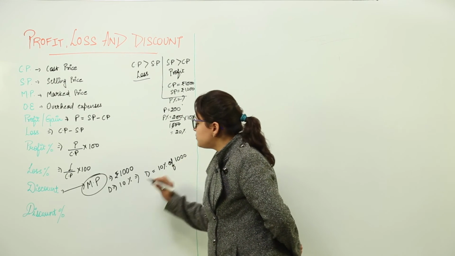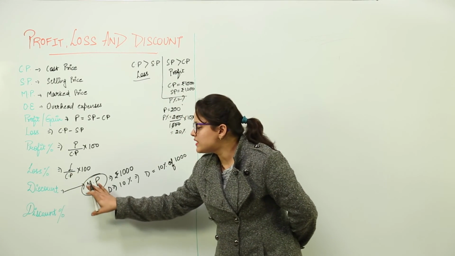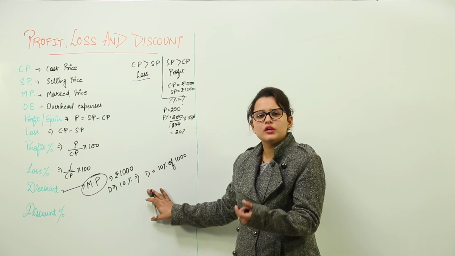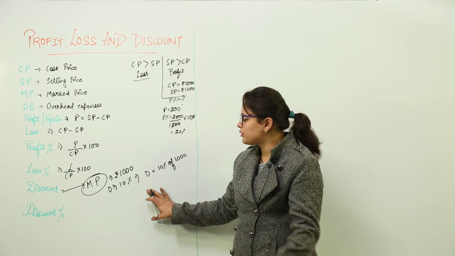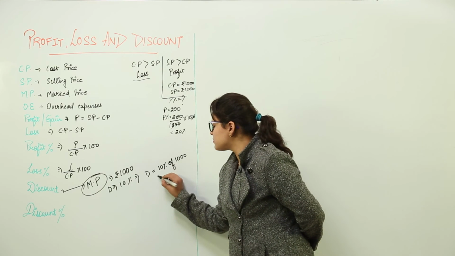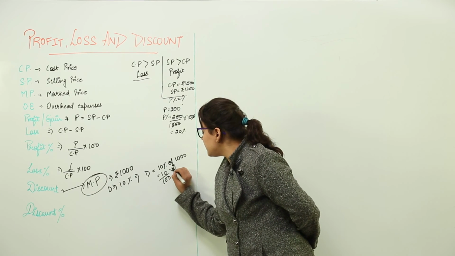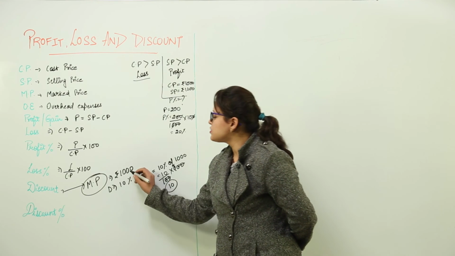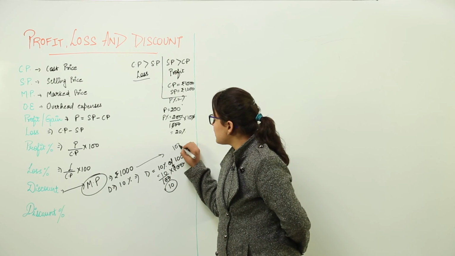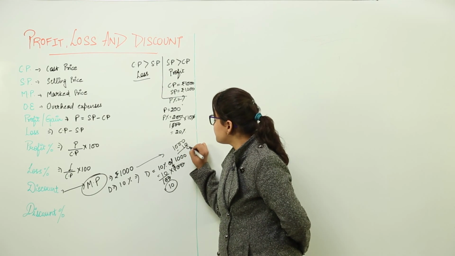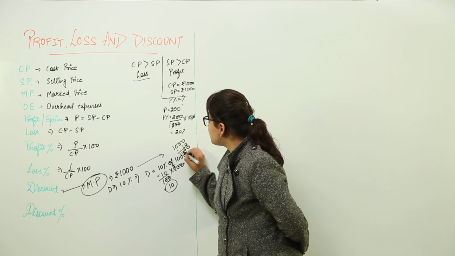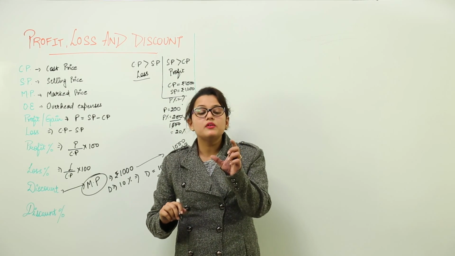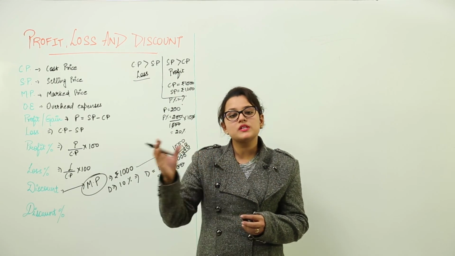That is what I meant when I told you that discount is always calculated on marked price. When you have to calculate how much discount you are getting on that 1000 rupees shirt, you do 10% of that 1000, that is 10 over 100 into 1000, giving you rupees 100. That means this shirt will be sold to you at what price? 1000 minus 100, that is 900. That means you have got a discount of 100 rupees. That is how generally the discounts are calculated.